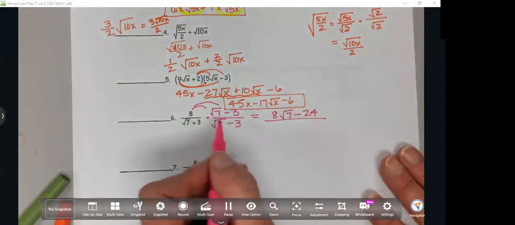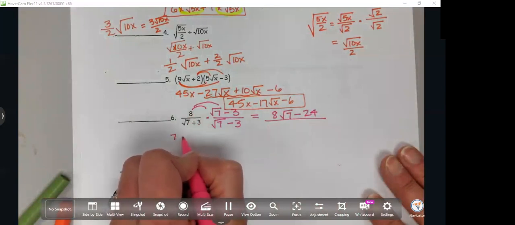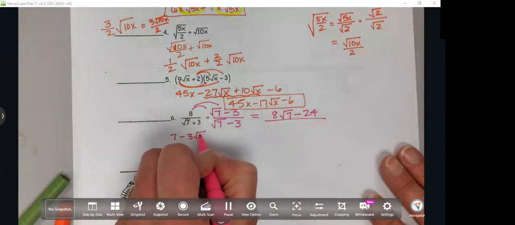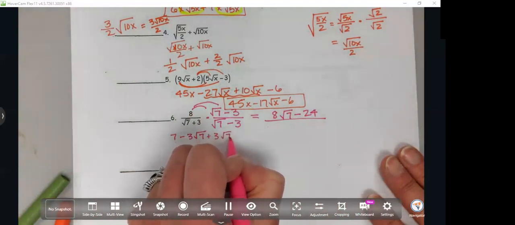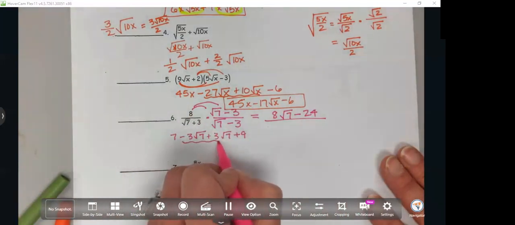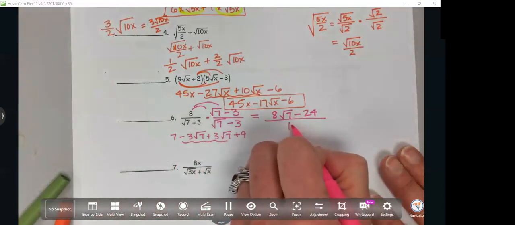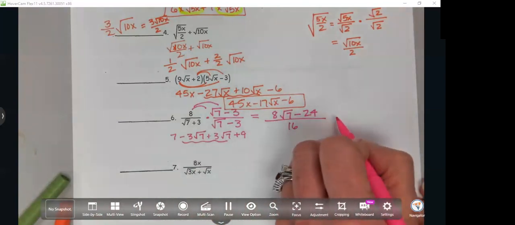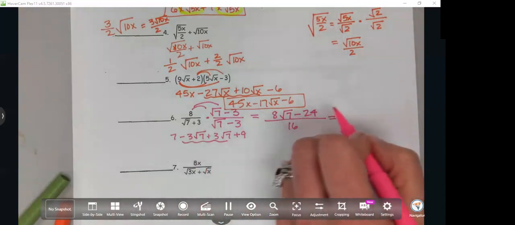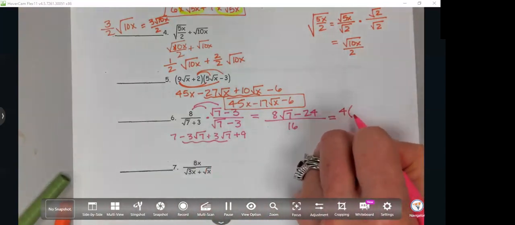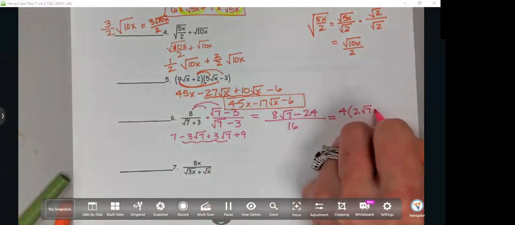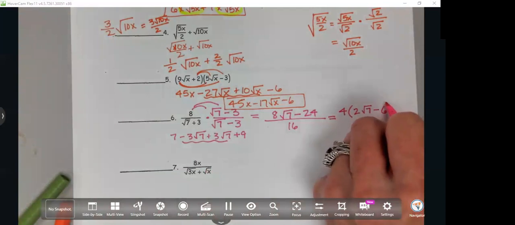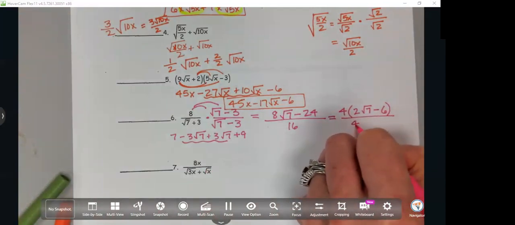Then I FOIL these. And if you want to do it this way, just to make sure, these would cancel out, I'd get 7 plus 9, which is 16. Now, this is beautiful, except I do see 4 divides into 8, 4 divides into 24, 4 divides into 16. So there's a couple ways to do that. You can factor out the 4 and get 2 square root of 7 minus 6 over 4 times 4.